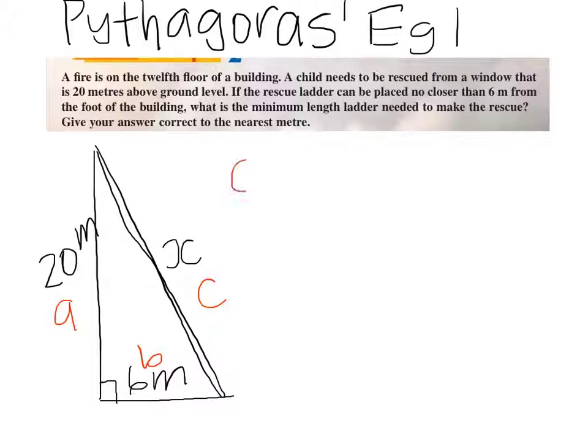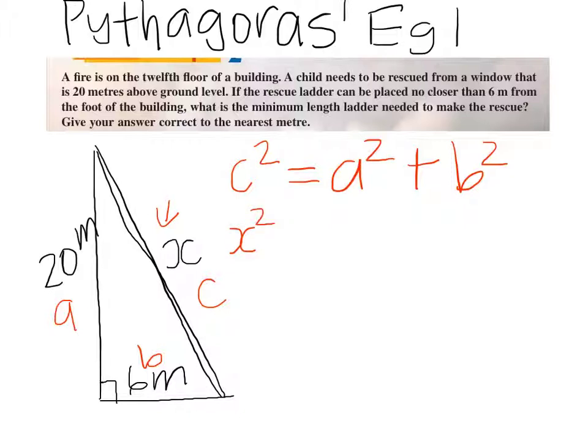Going to write my rule. So the rule for Pythagoras is C squared equals A squared plus B squared. Our next step is to substitute into the rule. So we know that C, which is here, is x. So we'll have x squared equals 20 squared plus 6 squared.